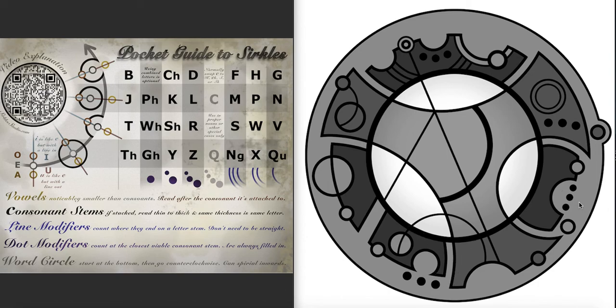So these are dot modifiers, and then line modifiers can be straight. They can also curve, and they count. Line modifiers count where they end on a letter stem, and they don't need to be straight. So this counts here, but it doesn't count here because it passes through, and there's 2 that count here. So let's go ahead and read these words in order. You read starting at the bottom and then going counterclockwise, and you can spiral inwards. So I could put a second sentence inside here if I wanted to add to it. Otherwise, you just link them together.